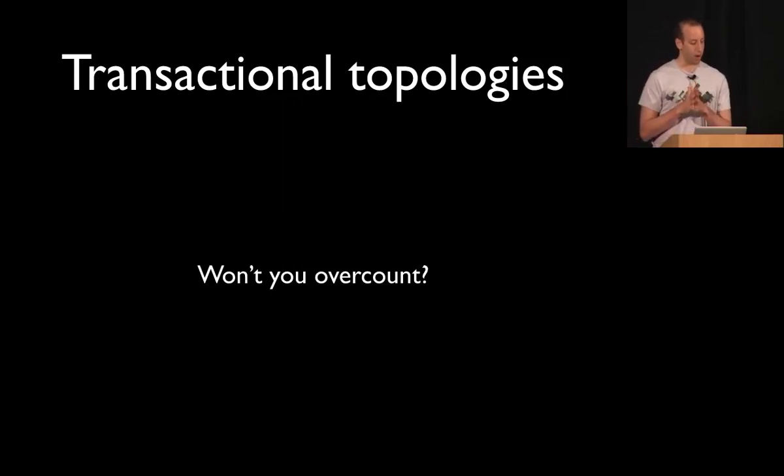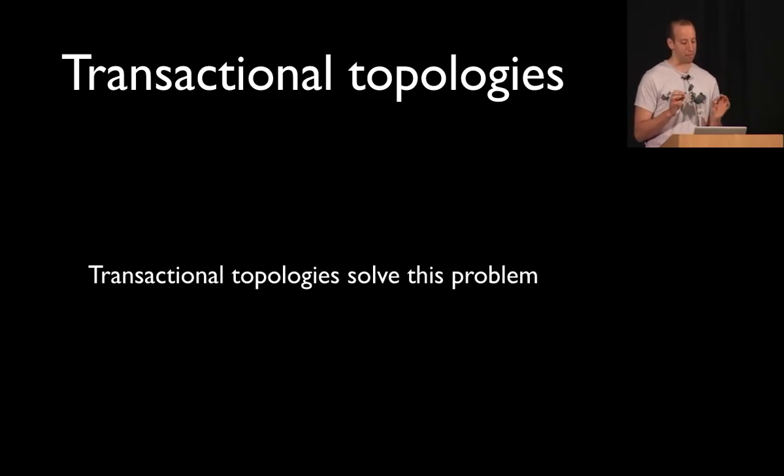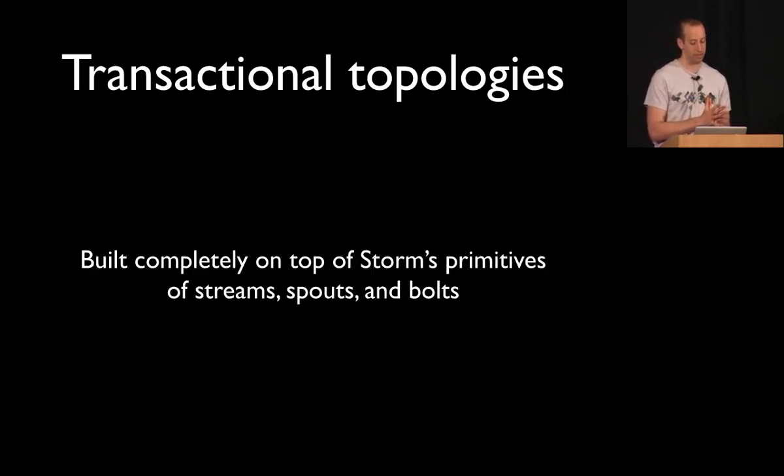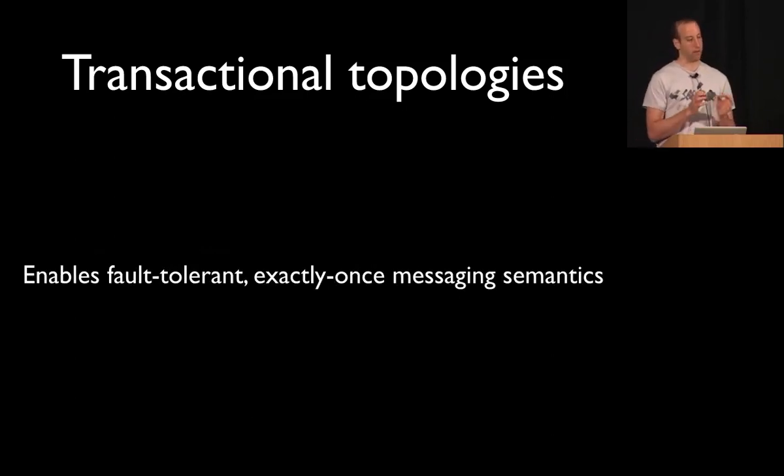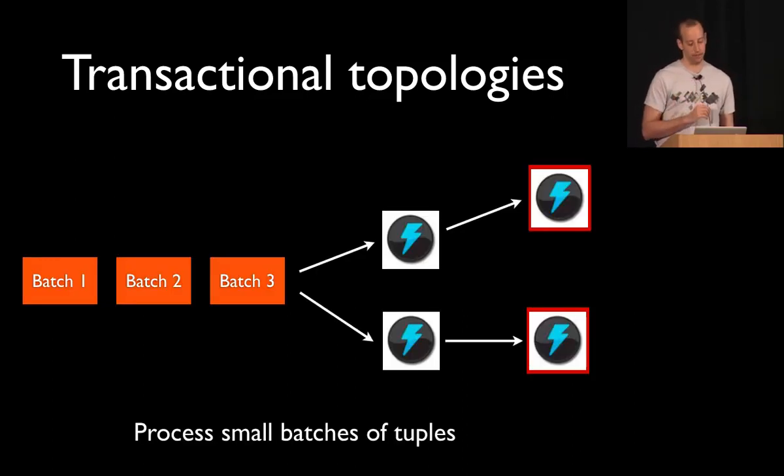So Storm solves this problem with a feature called transactional topologies. The cool thing about transactional topologies is that it's built completely on top of Storm's primitives of streams, spouts, bolts, and topologies. And what it enables is fully fault-tolerant, exactly once message processing semantics. Okay, so the model of transactional topologies is a little bit different. The idea is, instead of processing one tuple at a time, we're going to process small batches of tuples at a time. And if any part of a batch fails, you replay the whole batch. You reprocess the whole batch.